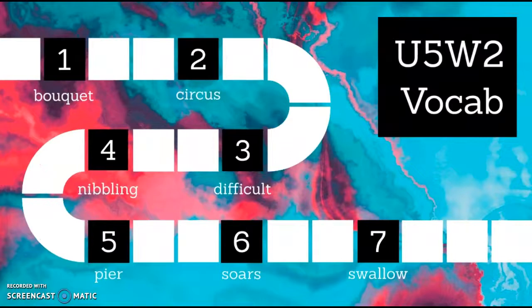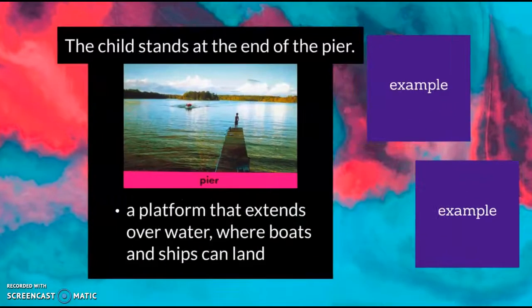Okay, we're moving on to number 5. Put a 5 down on your paper. Remember, pause me if you ever need to. 5 is pier. Have we ever heard that word before? The child stands at the end of the pier. Let's say that word together. Pier. A pier is a platform that extends over water where boats and ships can land. Okay, writing down your vocab word and its definition.